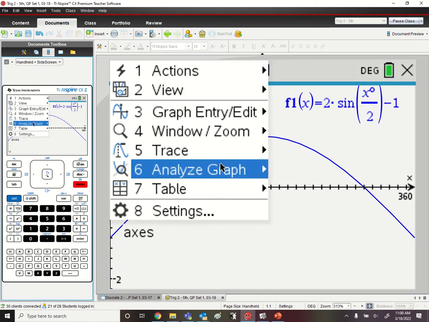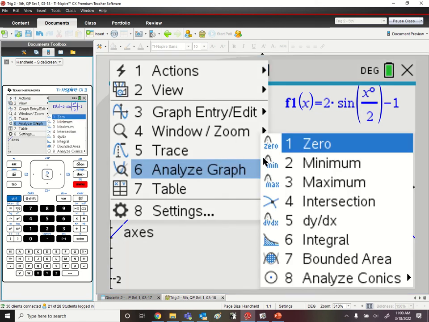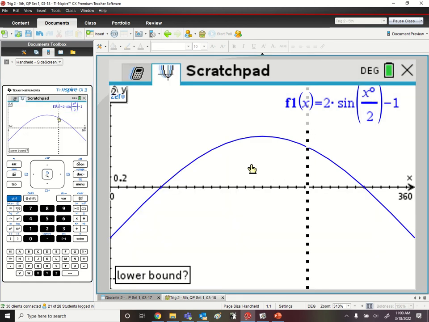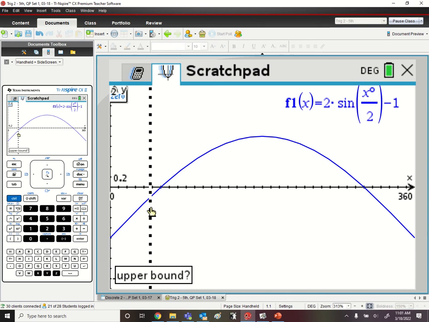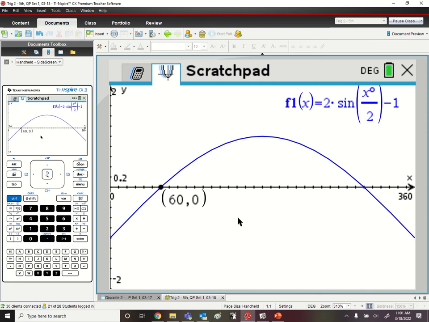Menu. Analyze graph. Zero. All right, so lower bound. I'm going to click to the left of where it's crossing my x-axis. Hit enter. And now it changes to upper bound. Slide to the right. Okay. So there's one of my solutions.